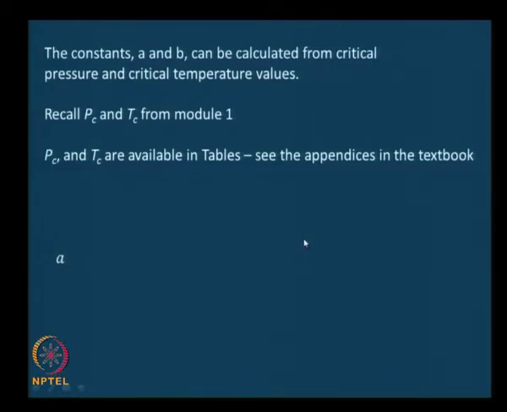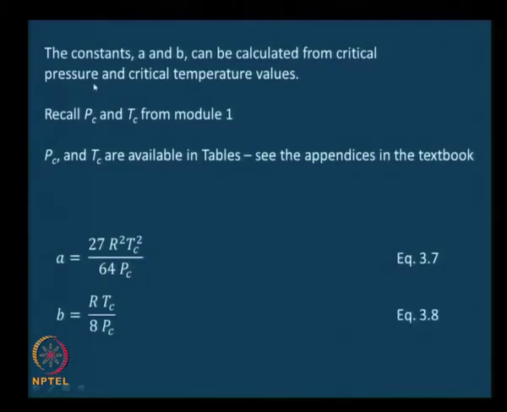Now, let me present this first. This A in the van der Waals equation can be written as 27 R squared Tc squared, where R is the gas constant and Tc is the critical temperature, divided by 64 Pc. We will call this equation 3.7. And B equals R Tc by 8 Pc, equation 3.8. Therefore, the constants A and B can be calculated from the critical pressure and the critical temperature values.